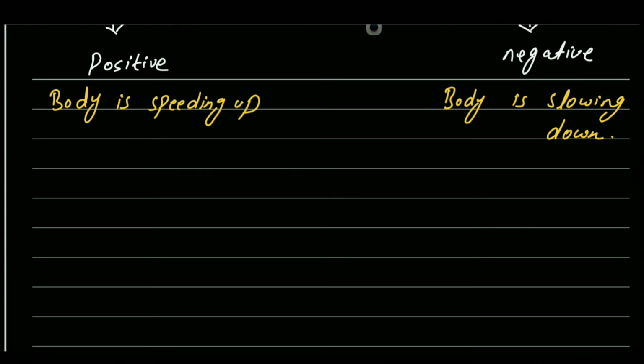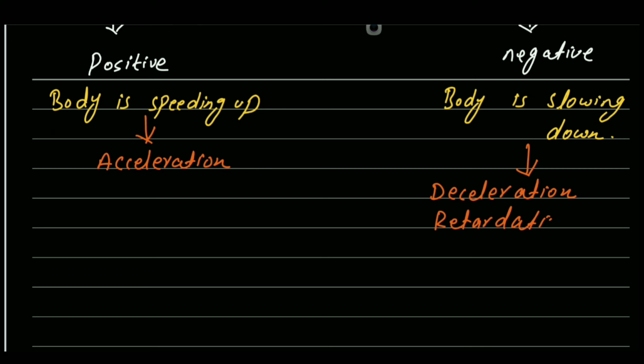So when a body is speeding up, it means that that is acceleration. We will name it as acceleration. And when a body is slowing down, that will be called deceleration or retardation.